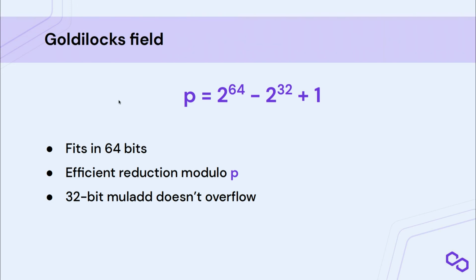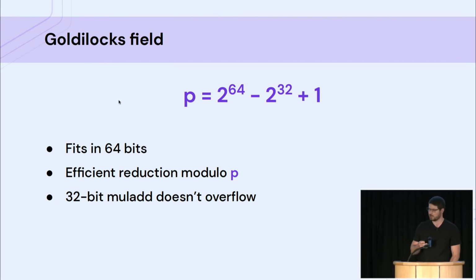As I said, you can use any field you want, like a small field. We use this one called the Goldilocks field. It has a lot of cool properties. First one is it fits in 64 bits, so it's really fast on CPUs. There's an efficient reduction algorithm to reduce integers modulo p. And there's some cool features, like if you do a mul add on 32-bit integers, then you don't overflow. And there are other kinds of properties to make computation in this field very fast.